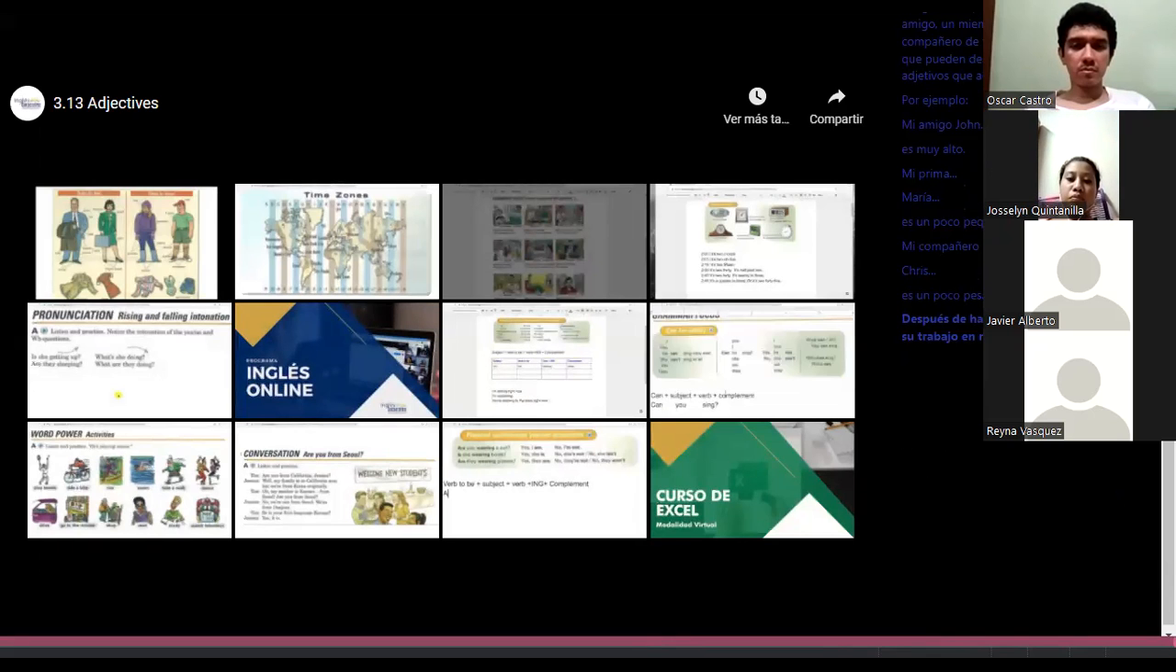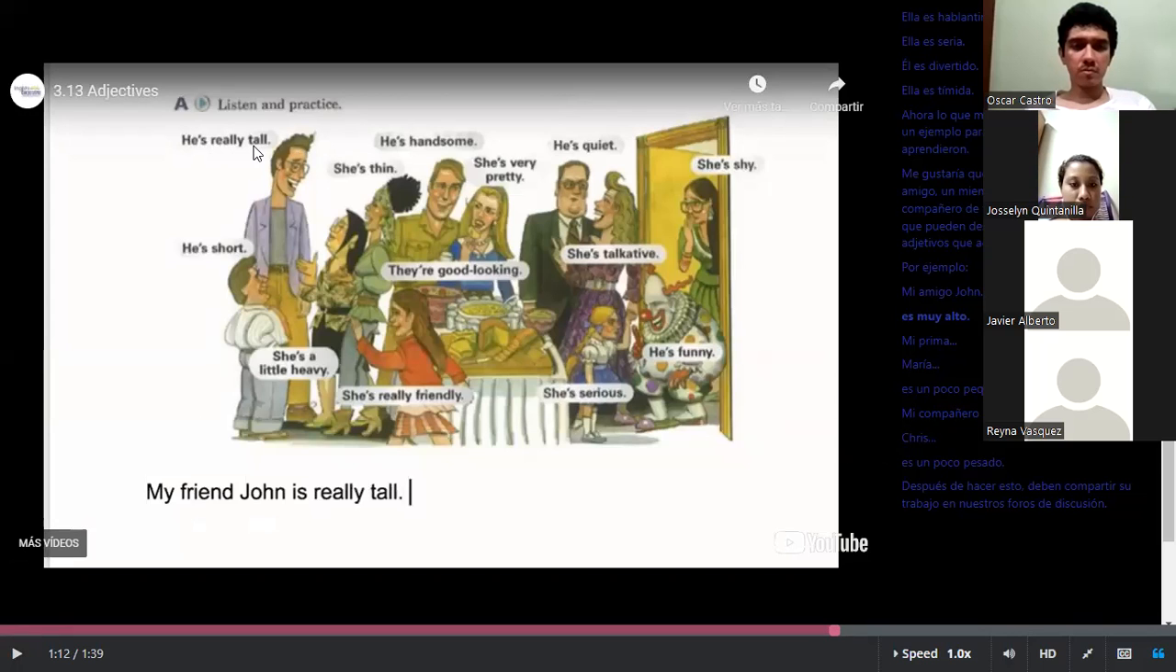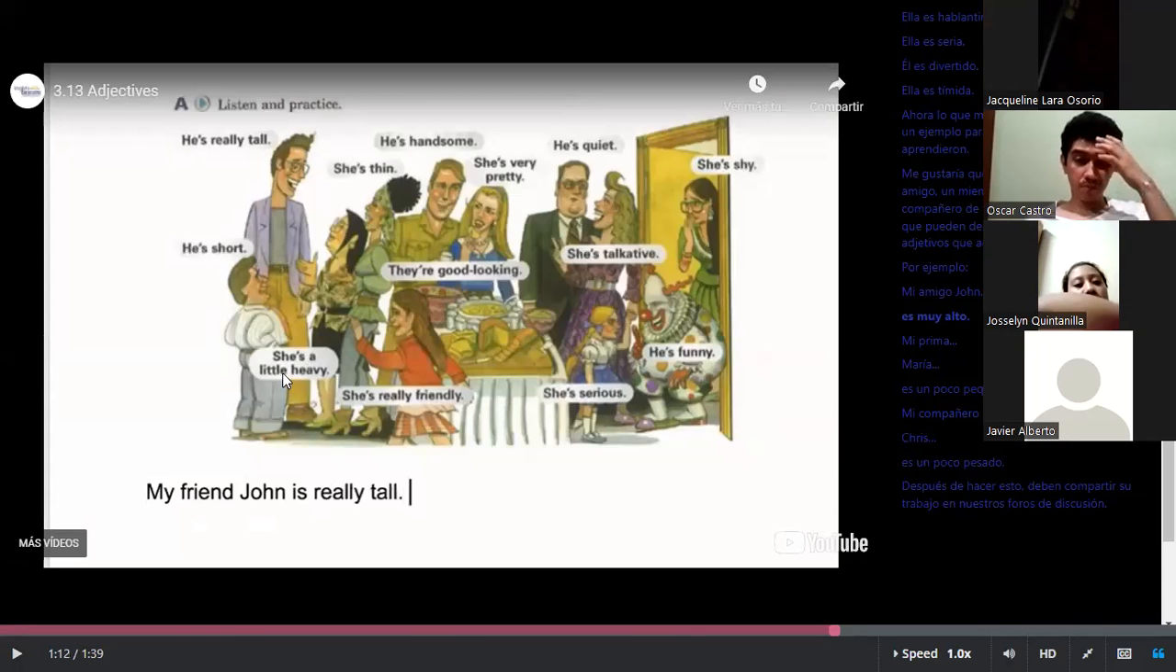Okay. Now, really tall, for example, here. He's really tall, physical description, appearance, okay? Apariencia física, correct? He's handsome, él es simpático, okay? Apariencia física, right? She's thin, ella es delgada, right? Apariencia física. We have he's short, él es bajito, okay? He's short, apariencia física. Okay, she's a little heavy, okay? Es un poquito pesada, tiene libras de peso, right? Entonces se podría decir que es gordita. And es físico. Aquí, she's really friendly. Ok, es muy amigable, ya es personalidad.